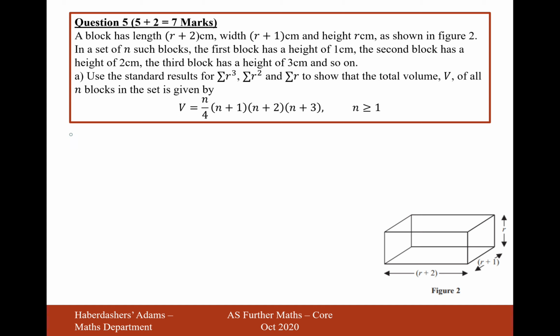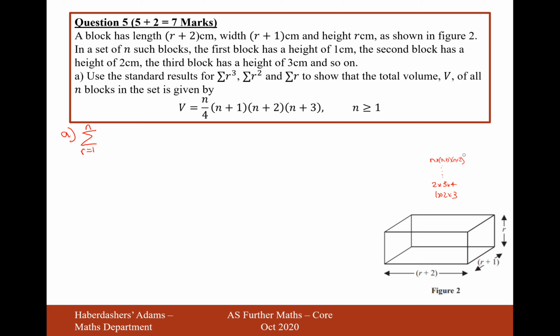So what we're effectively going to be doing in this question is summating all of these blocks where r equals 1 up to n. When r is the value 1, that's going to be a 1 by 2 by 3 block. Then when r is 2, that's going to be a 2 by 3 by 4 block. Then it's going to be all the way up to an n by n plus 1 by n plus 2 block.